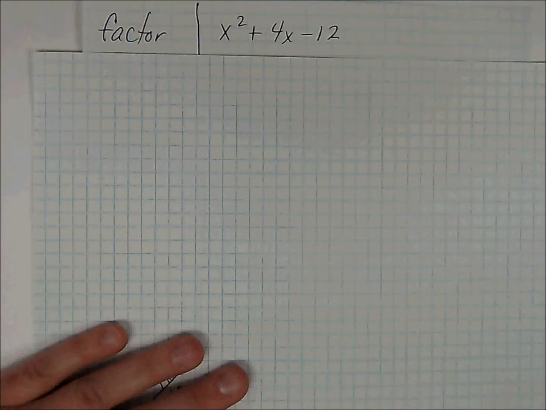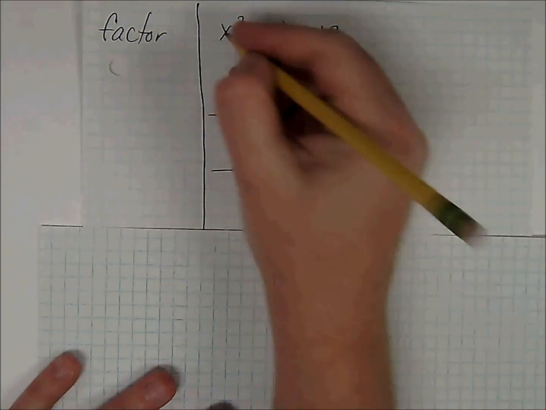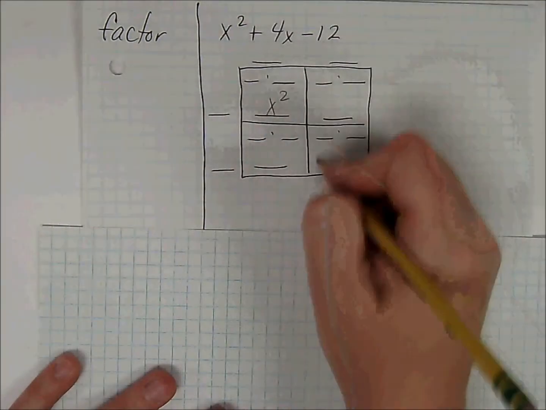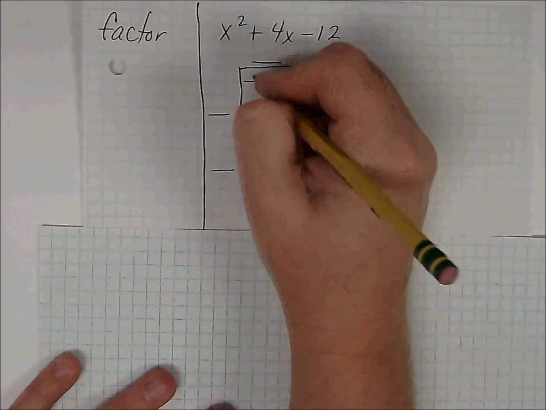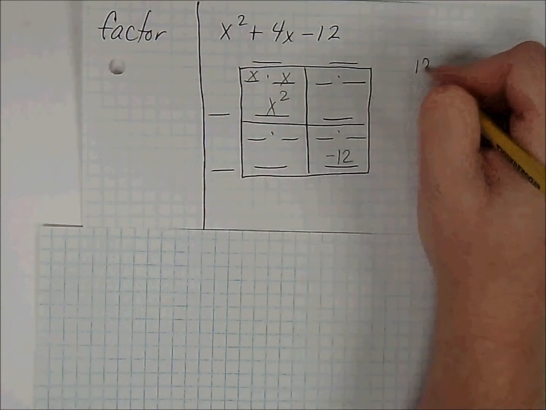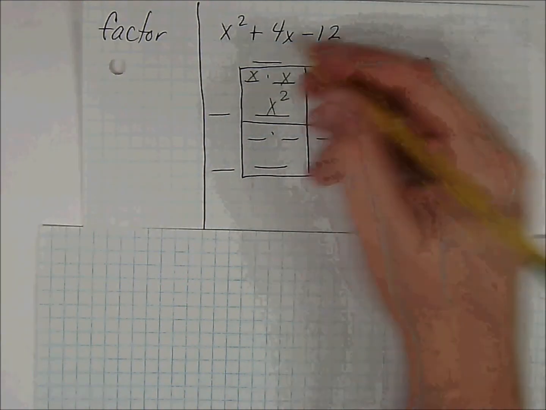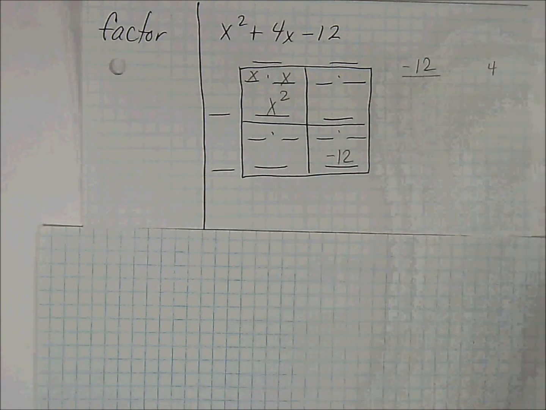So again, I look for what I can find in common in all of the numbers, and there's nothing. There's 3 terms, which means that I'm going to do the box. X squared here, negative 12 here. X squared is the easy one. Now I need to look at this because I want 2 numbers that multiply together and give me negative 12, but when I add them together, I'm going to get 4.